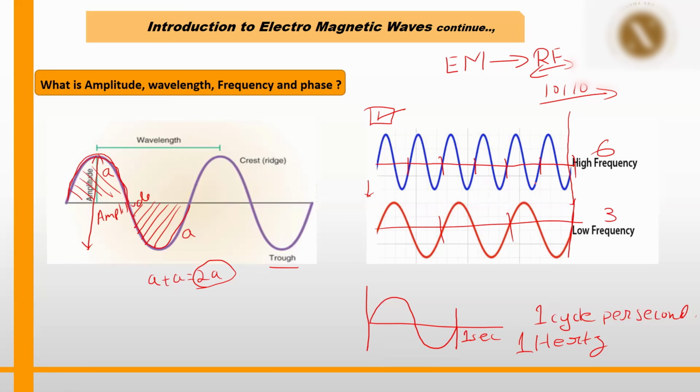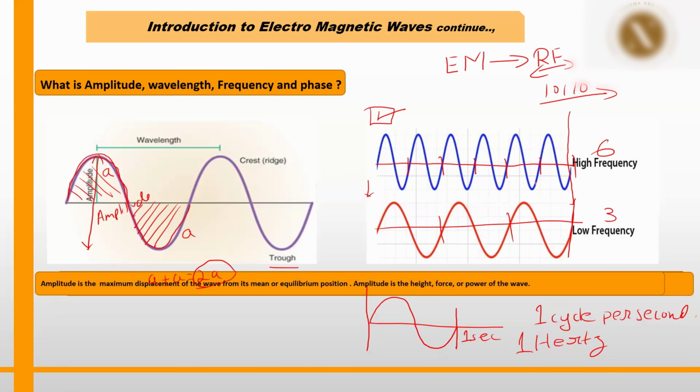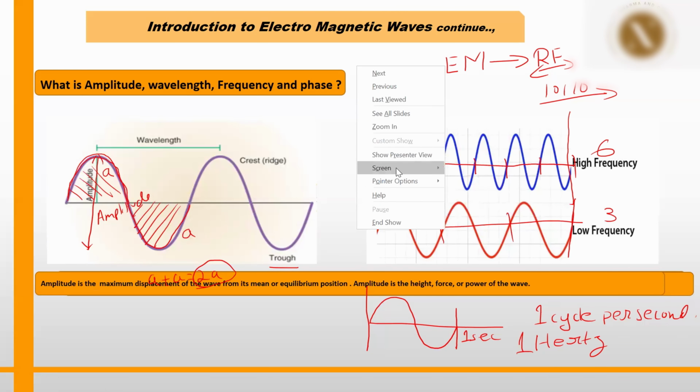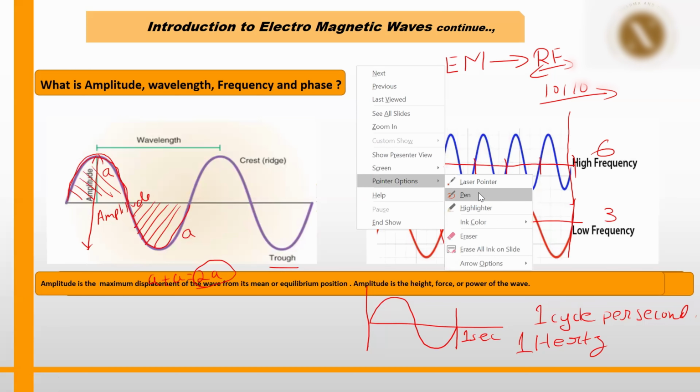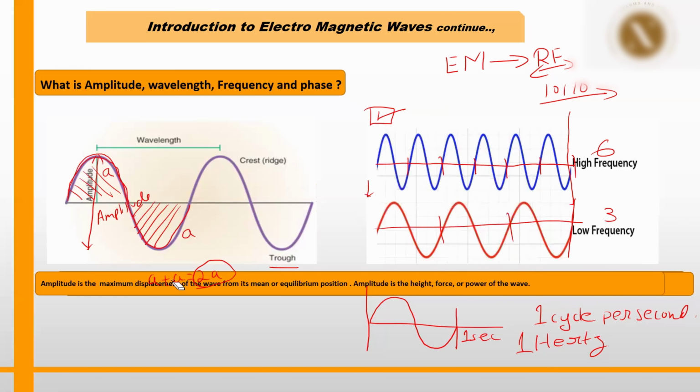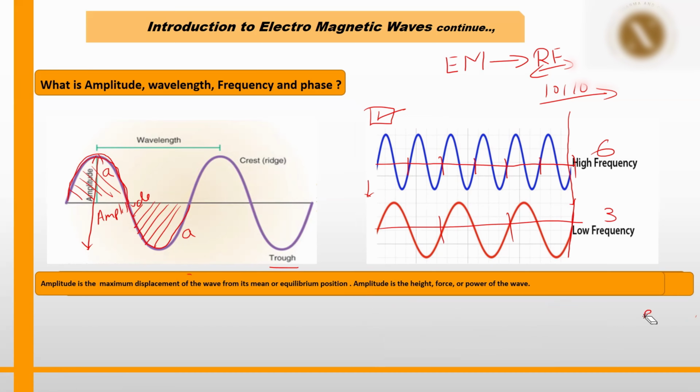I hope you got this concept pretty straightforward. What is the amplitude? What is frequency? Amplitude is the maximum displacement of the waveform from its mean or equilibrium position. Amplitude is the height, force or power of the wave. So when we say the signal strength is less, we know that the height of the wave decreases, meaning the amplitude decreases. Suppose you want to increase the signal strength, how will you do that? You will increase the amplitude of the signal.